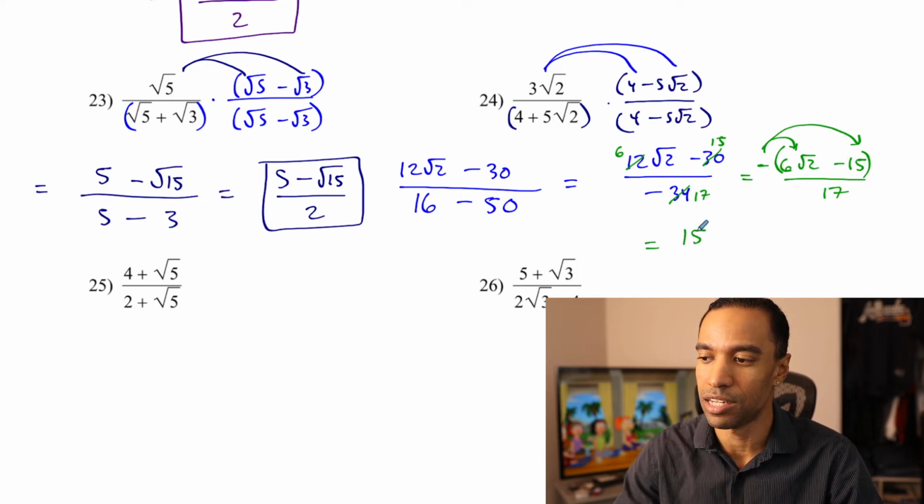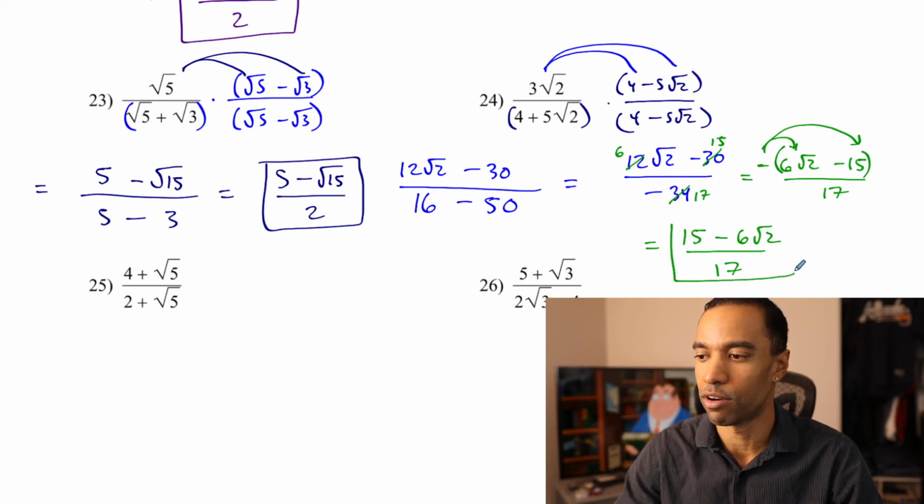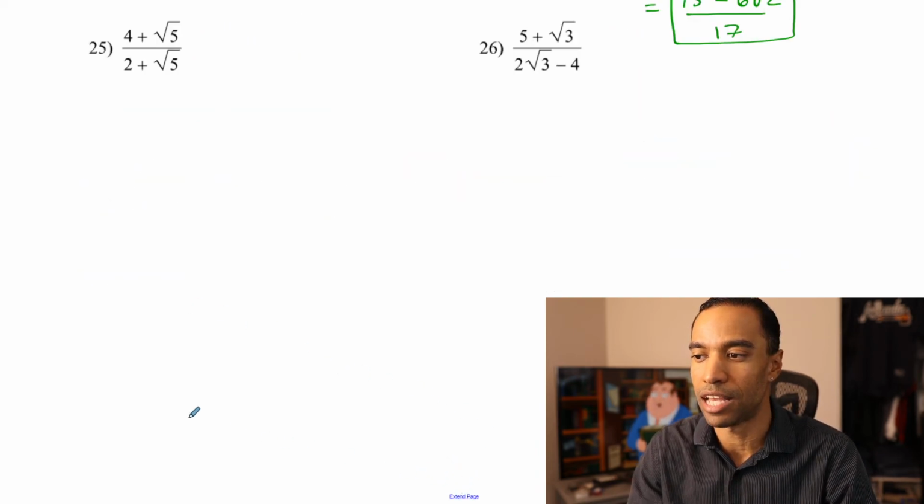I bet it's 15 minus 6 root 2 all over 17. I don't know where to find a key. Go ahead and Photomath it. See if you get that answer. I don't know, but that's my bet. That's what I'm going to go with.